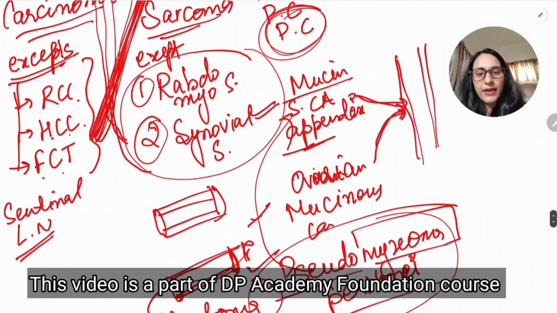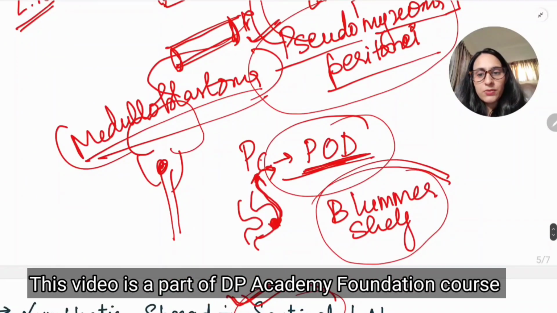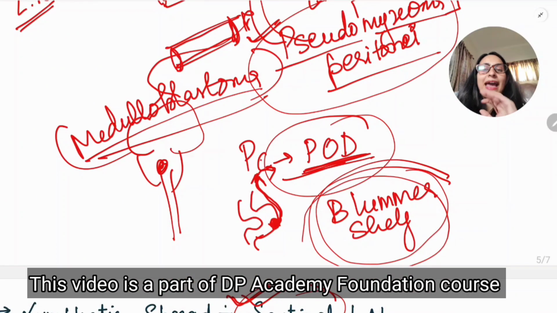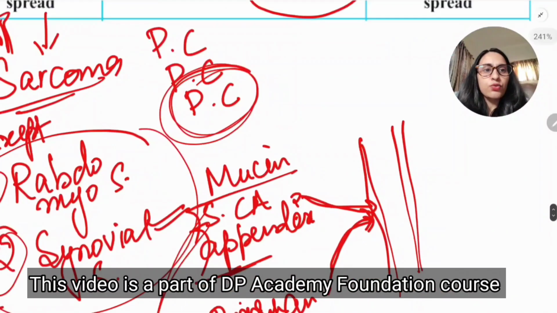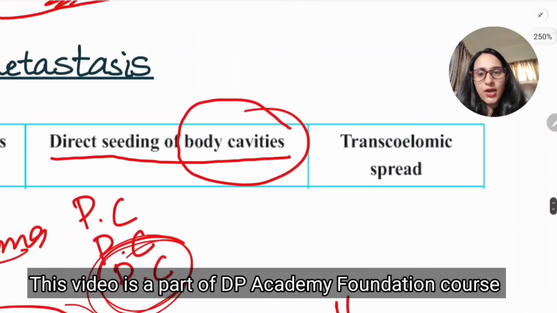The first one is pseudomyxoma peritonei, and most commonly it is caused by mucin secreting carcinoma of the appendix. The second example is Blummer shelf, which is a gastric carcinoma metastasizing into the pouch of Douglas. This is an area in the peritoneal cavity again. And the third one is medulloblastoma, which is a cerebellum tumor that drops down into the spinal cord, and that is a drop metastasis. Now coming to the transcoelomic spread.